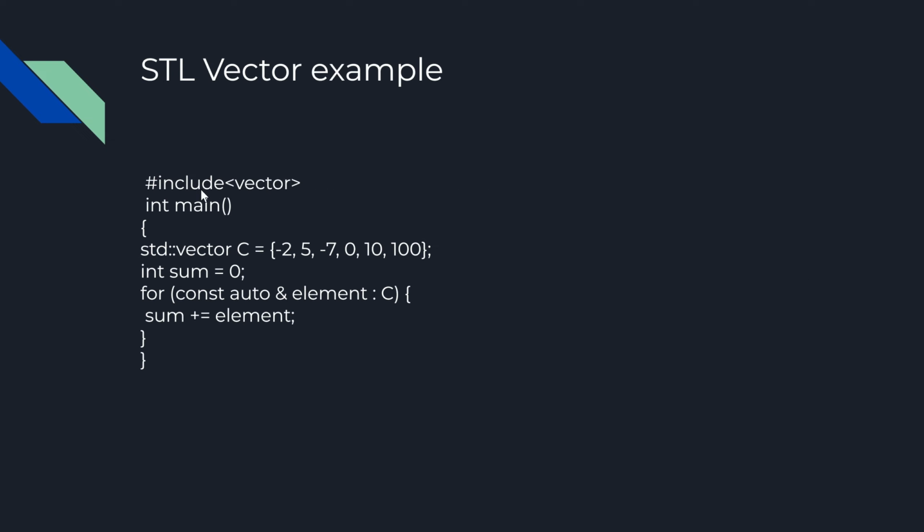STL vector example. #include <vector>. int main, vector C equals -2, 5, -7, 0, 10, 100, and sum equals 0. For const auto element : C, sum plus equals element.